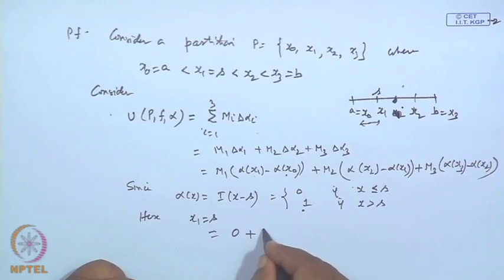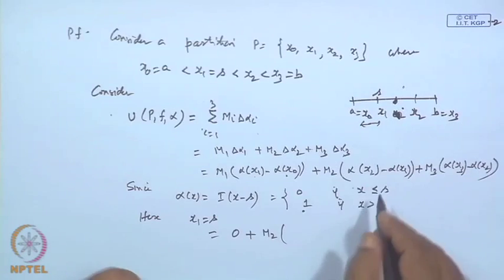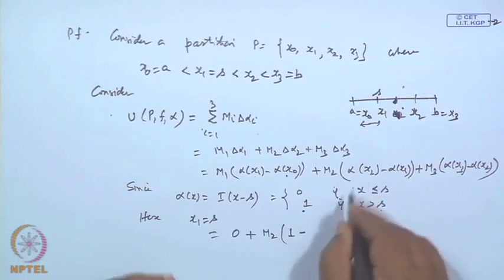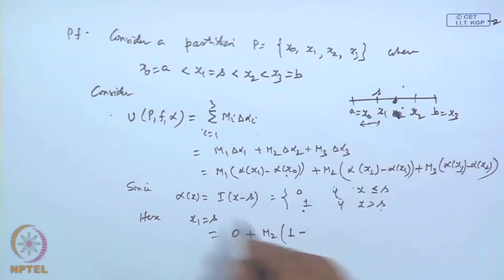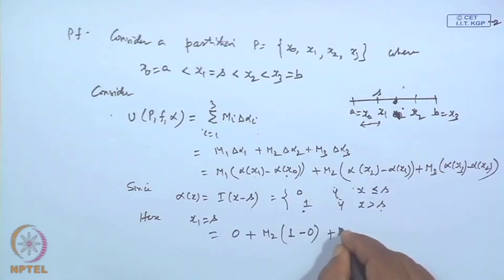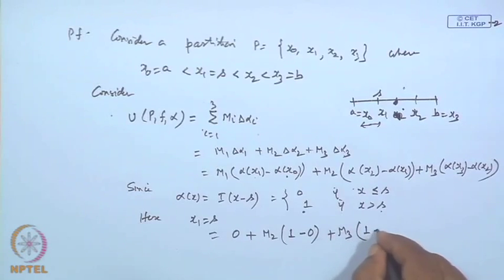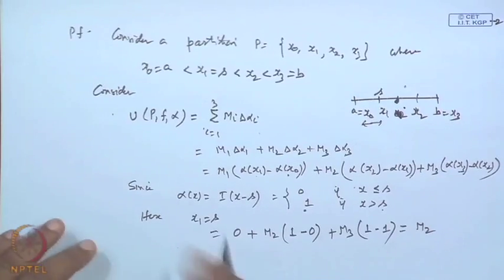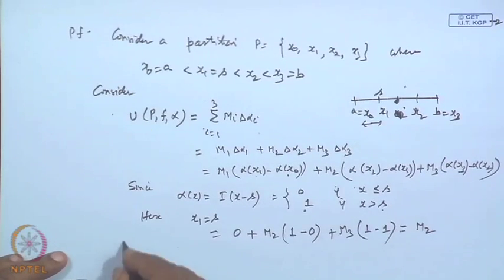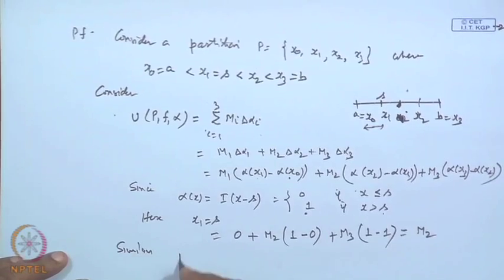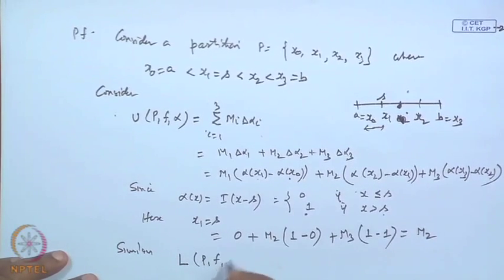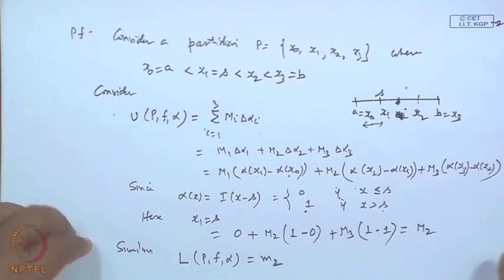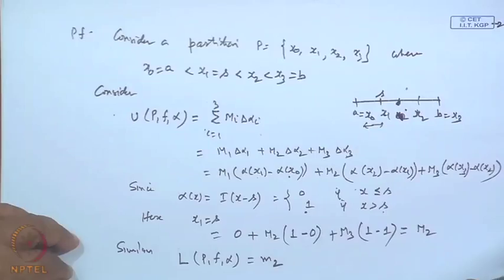So, the first term will be 0. The second term will be M 2 alpha of x 2, since x 2 is greater than s. So, alpha of x 2 will be 1, and alpha of x 1, by definition, will be 0, and then M 3 alpha x 3 minus alpha x 2 will be 1 minus 1, which is 0. So, basically you are getting M 2. So, the upper sum will always be M 2. Similarly, we can say the lower sum of the function f with respect to alpha will be the small m 2 like this. Okay.